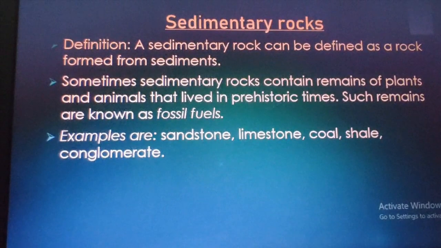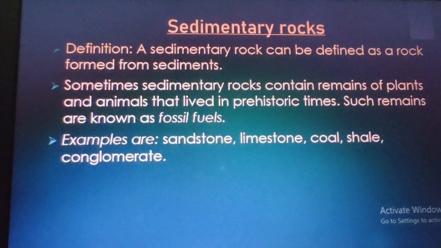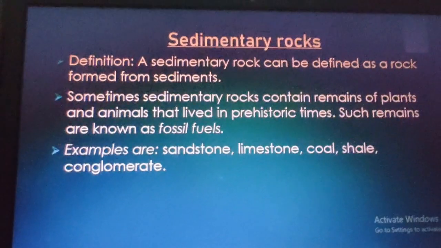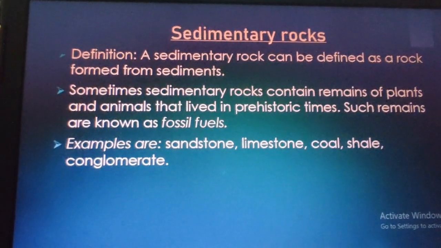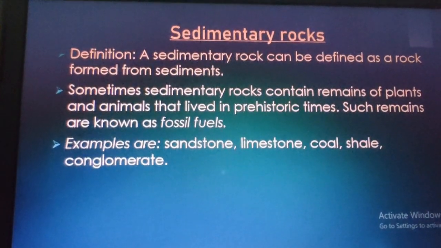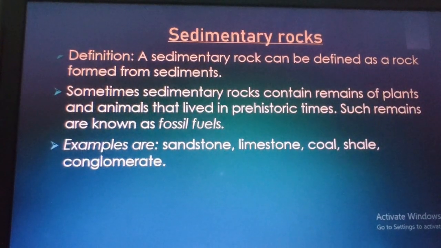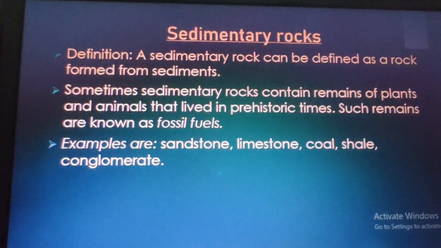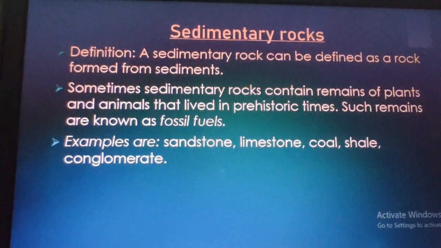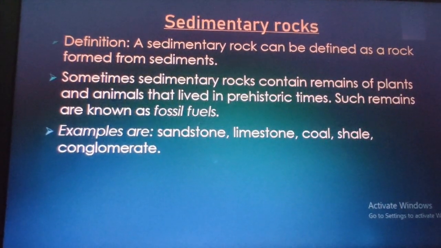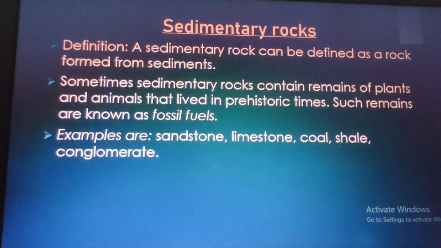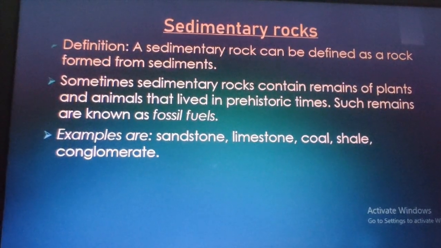Sedimentary rock can also be formed from the remains of dead plants and animals that lived in prehistoric times, which is also known as fossil fuels. Some examples: sandstone, limestone, coal, shale, conglomerate. They are mainly used for building purposes.